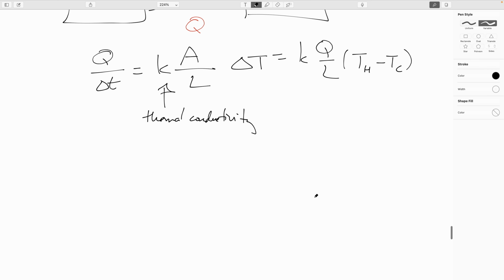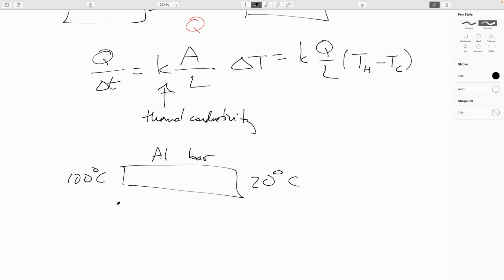So just to do a quick example of that, let's say that I had an aluminum bar that I'm maintaining at one end at 100 degrees C. The other end is at 20 degrees C. We'll say that the cross-sectional area is 1/10 of a square meter, and that this is 1/10 of a meter long. What is the rate at which we are transferring heat?